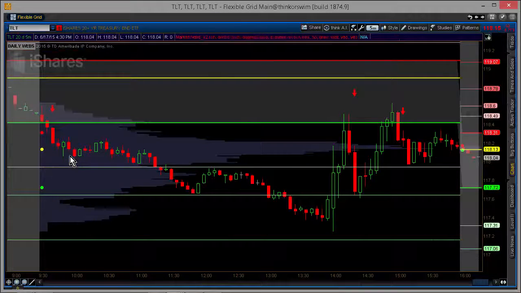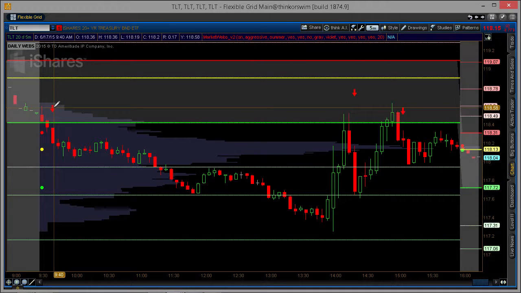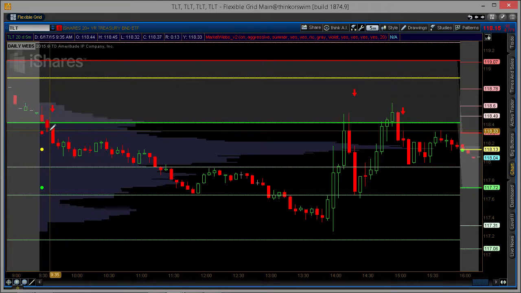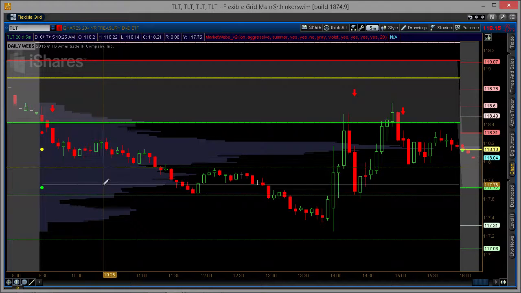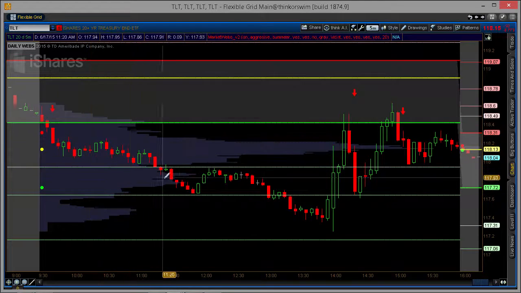Looking at a 5-minute chart, we can see a sell signal come in right here at 9:40 a.m. Eastern this morning as we broke below value for the day. With the sell signal with the MarketWebs, you always aim for these what we call the venom lines, these target lines here. As we got down to this one, we can see that it actually acted as some support. We didn't quite tag it yet.